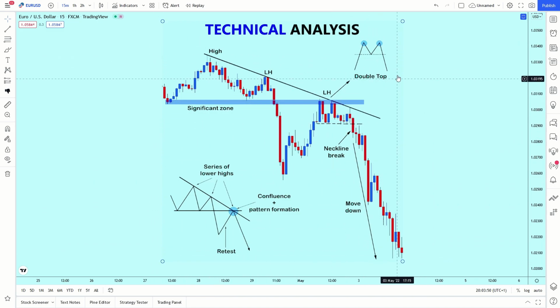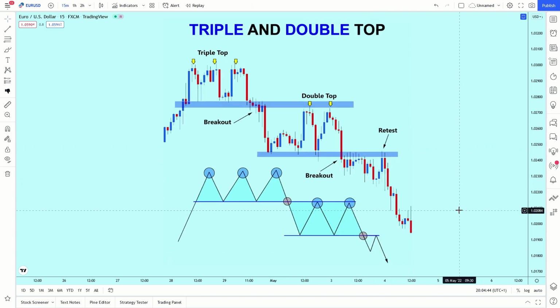So what we did here, we combined this pattern with this structure, with these lower highs, with this trend line, with this significant zone, with the bearish engulfing candlestick pattern in order to find a good entry point. So all this combined gave us a good indication that the price will go down, and as you can see here, it went down.